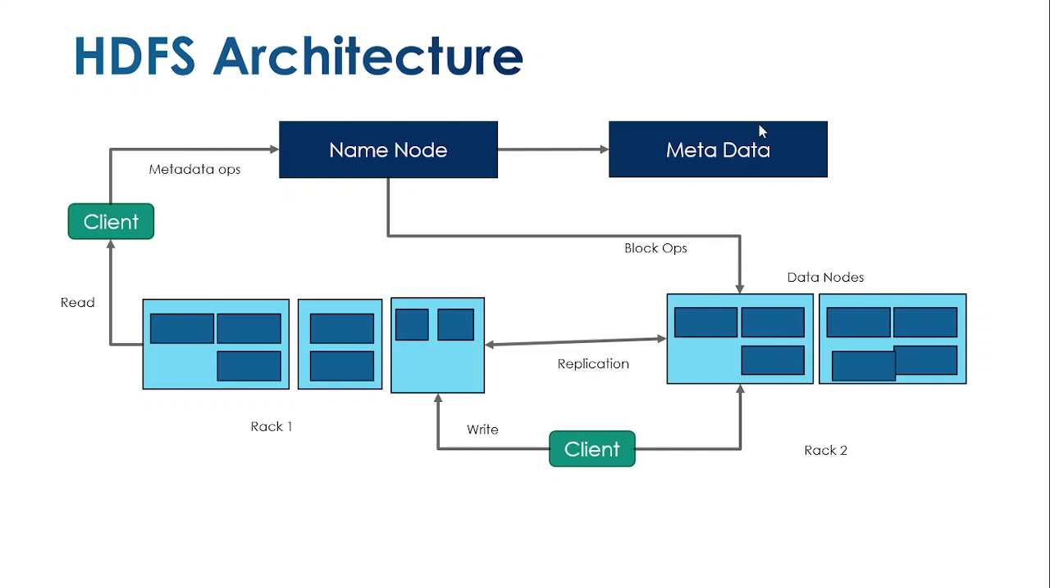Whenever we make a request to read the data, the name node serves it and reads the particular offset information from the data nodes, then combines the data elements and provides you the output. So that is how the HDFS architecture works.